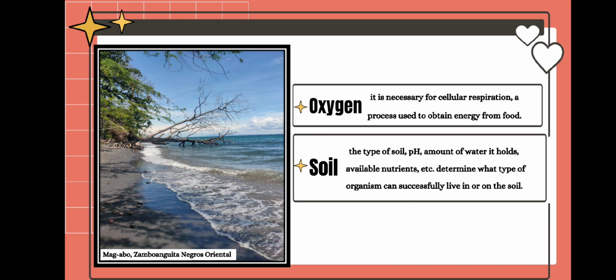And the last one is soil. The type of soil, pH, amount of water it holds, available nutrients, etc. determine what type of organism can successfully live in or on the soil. For example, cacti live in sand. So the inorganic substances like nitrates, carbonates, and phosphates occur either freely or in the form of compounds dissolved in water and soil.